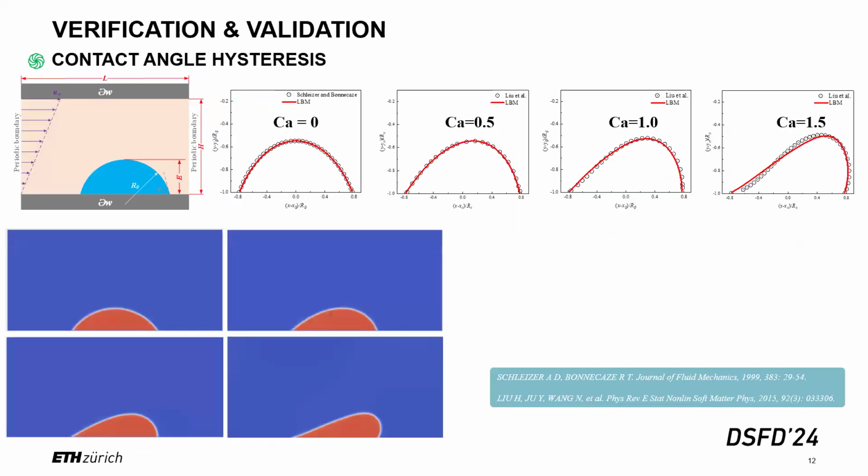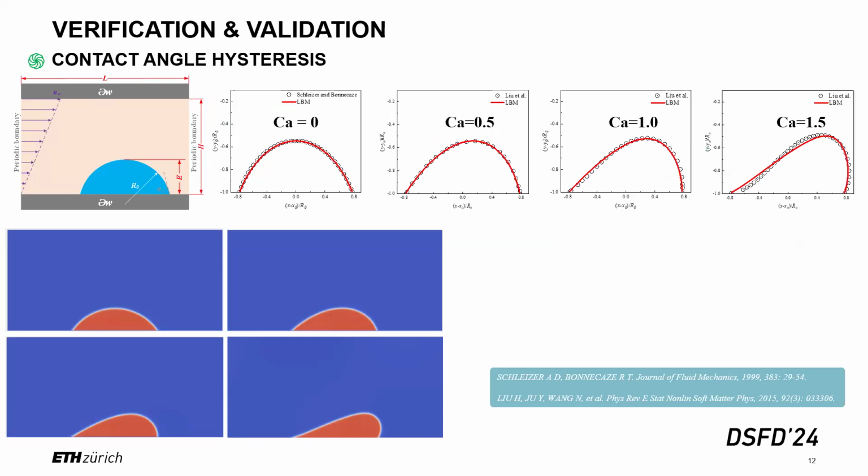Next, we verify the contact angle hysteresis. The computational setup is as shown. The droplet is set on the bottom plate, and the top plate can be moved from left to right. We set the advancing angle as 140 degrees, and the receding angle as 10 degrees.